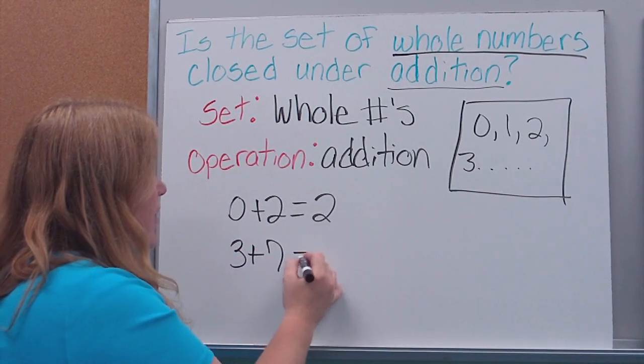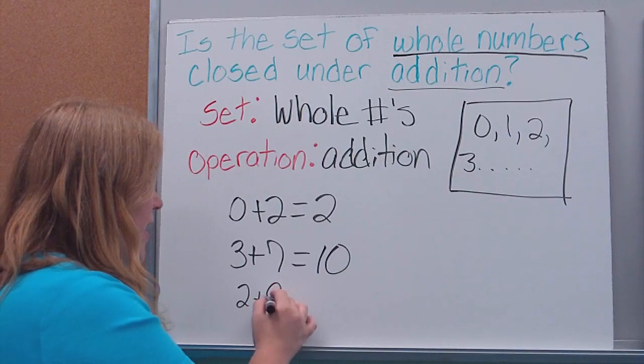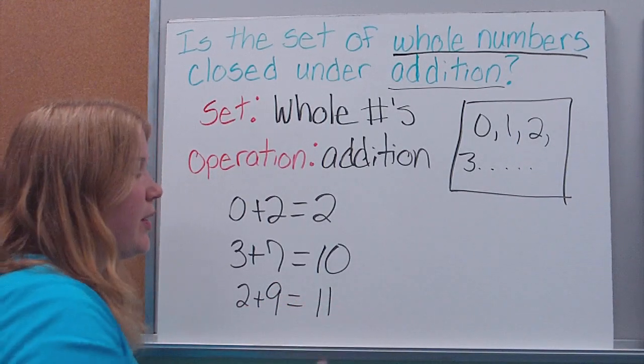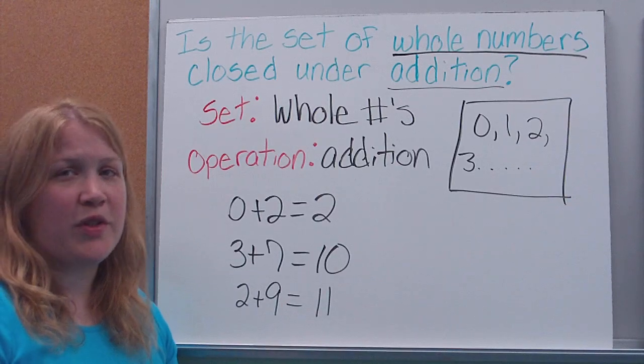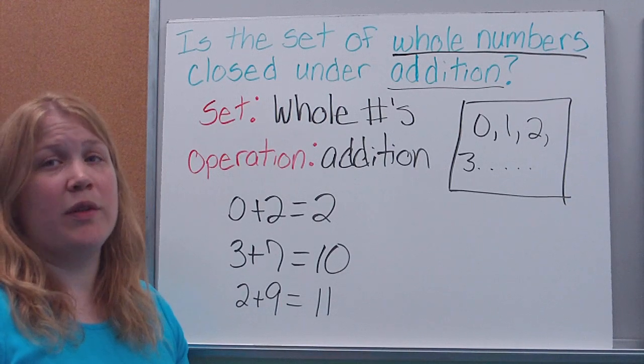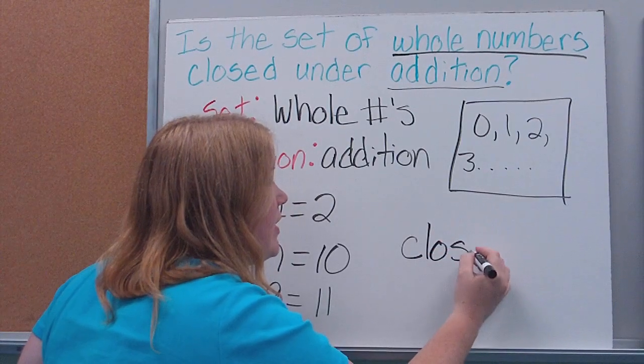3 plus 7 is 10. That's also a whole number. 2 plus 9 is 11. It's also a whole number. What you want to do is sit and think, is there any way that I can add two whole numbers together and get a number that is not a whole number? And the answer is no. So this one, we could say, is a closed set.